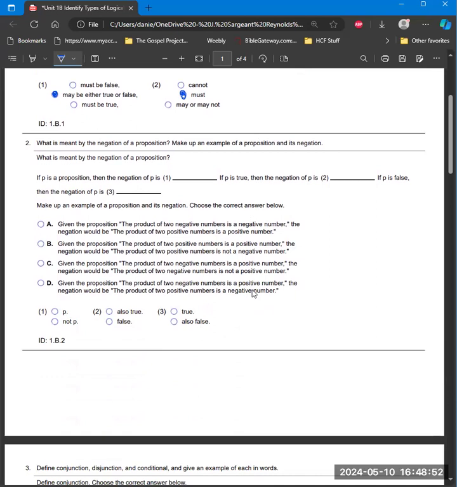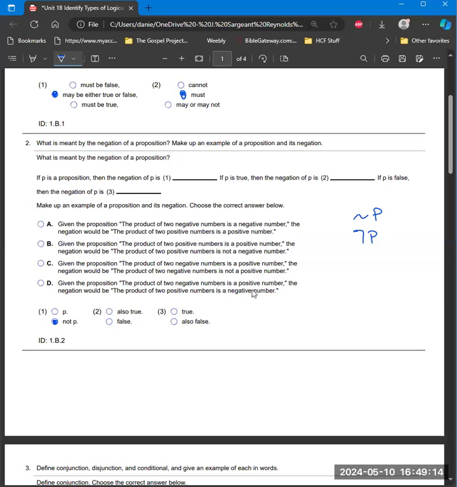What is meant by the negation of a proposition? If P is a proposition, then the negation of P is not P. And we'll use different symbols for this sometimes. Lots of times you'll see me write it like this. Other people will write that symbol in front of it to show a negation.